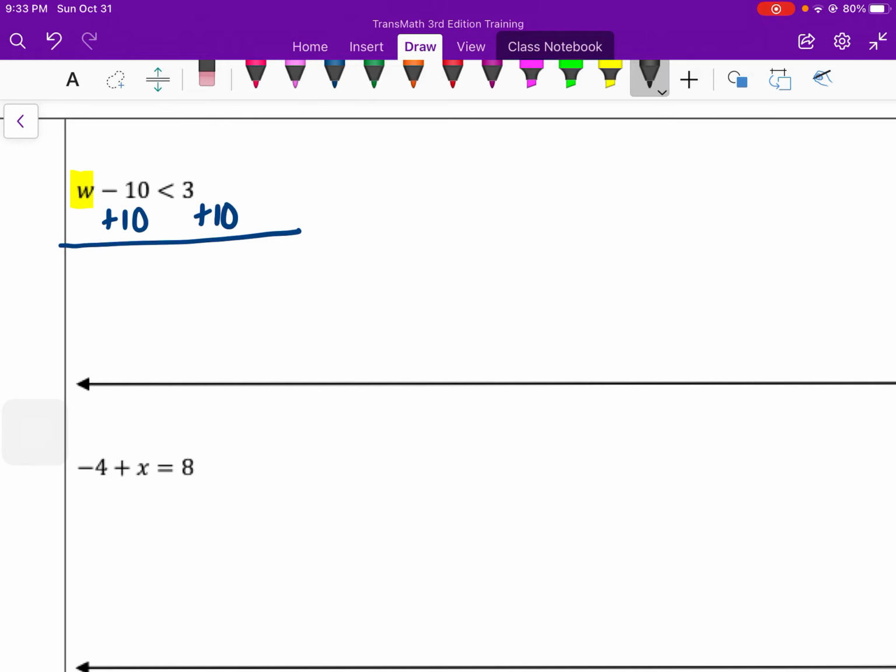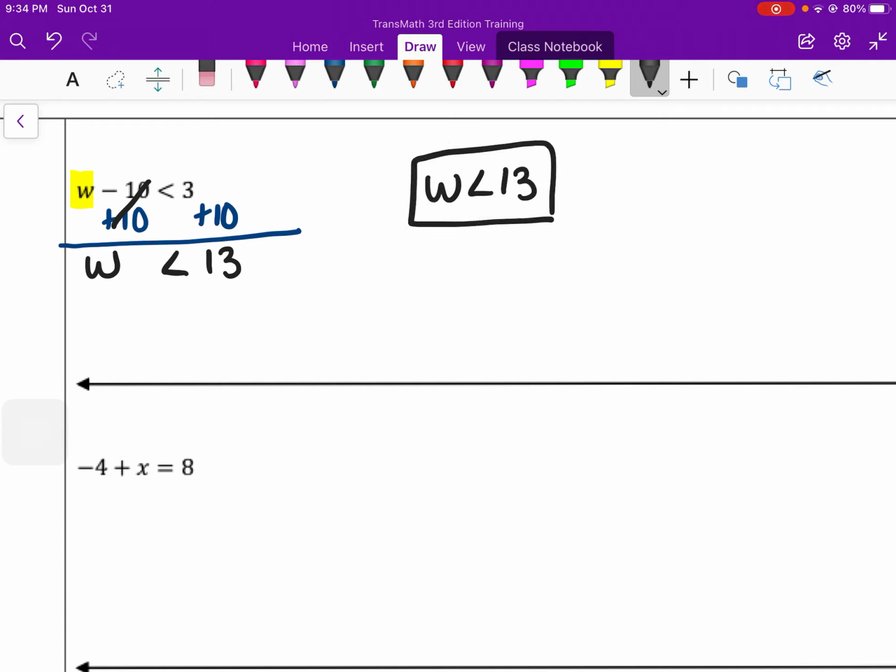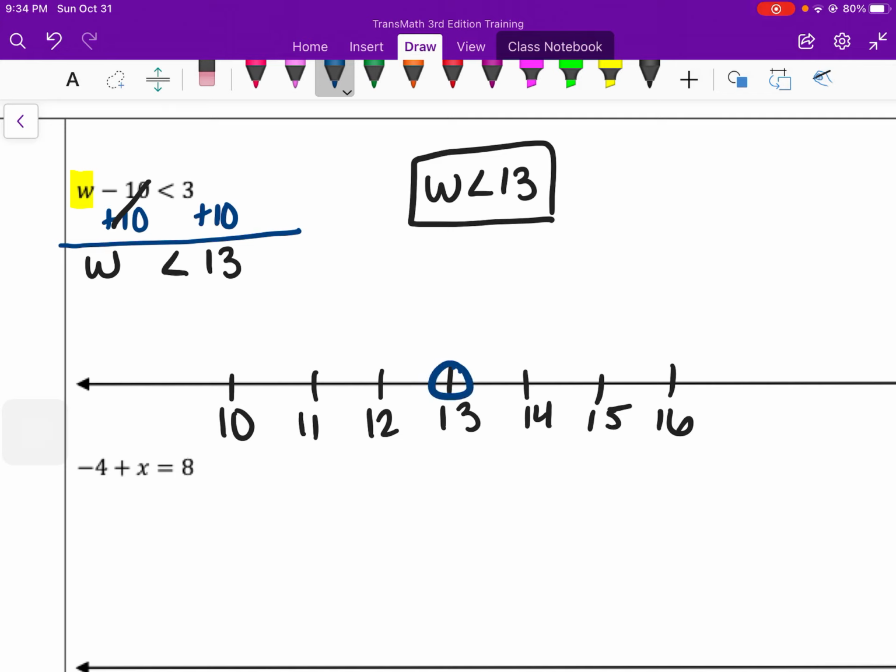And then my property of inequalities, the addition property, said as long as I add the same number to both sides, the inequality will stay true. On the left, -10 plus 10 is 0, so I just get w left on that side, and 3 plus 10 is 13. So I get an answer that w is less than 13. On the number line, 13, 14, 15, 16, and on the left, 12, 11, 10. It is not equal to 13 though, so it'd be an open circle and it would be all of the values to the left.